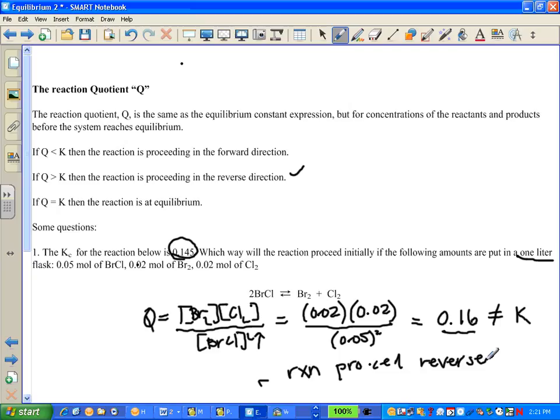So connecting this to that very first activity that you did, the looker or the watcher may have said, okay, we need more products, the forward reaction needs to go faster. Or we need more reactants, the reverse reaction needs to go faster. It's the same kind of thing that's going to happen here. The BrCl, we need more of it, so the reaction is going to proceed to the left in order to achieve that, or in the reverse.